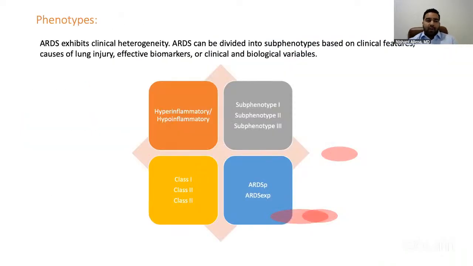Then coming to the phenotypes of ARDS. ARDS can be phenotyped based on clinical features. It can be classified on the basis of lung injury, biomarkers, etc. But the two most important things that we have to remember, at least from the practical aspect, are hyperinflammatory ARDS and hypoinflammatory ARDS, and also pulmonary ARDS and extrapulmonary ARDS.